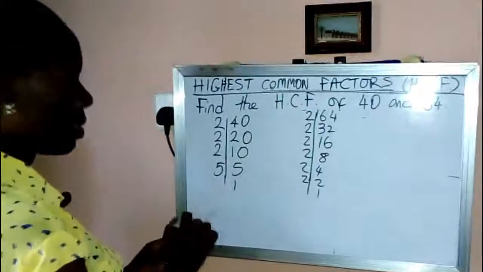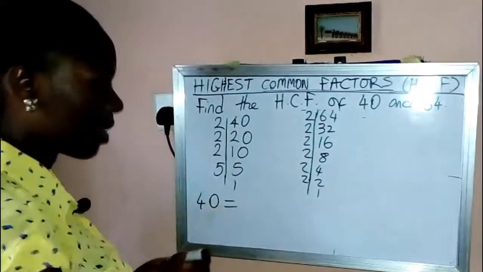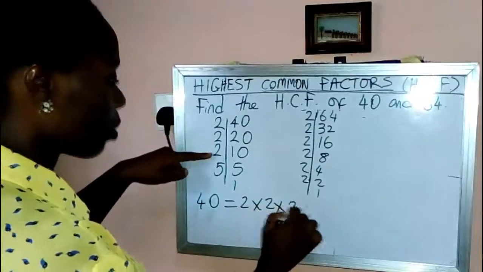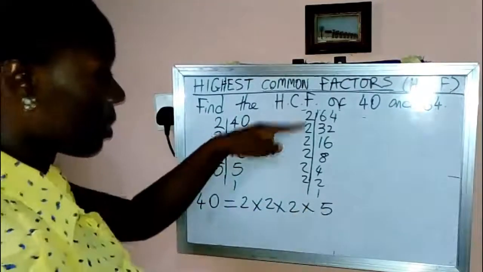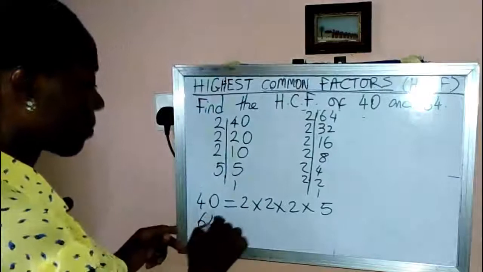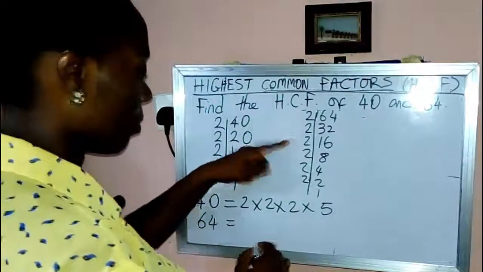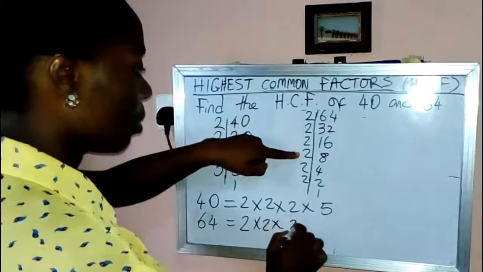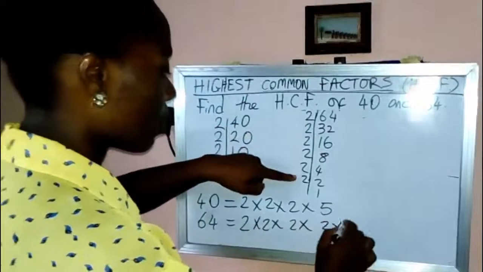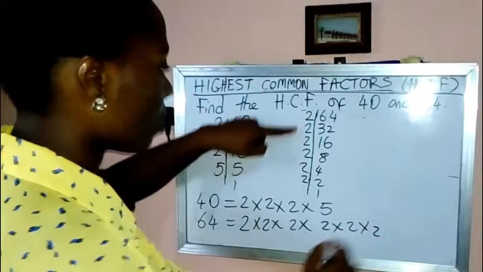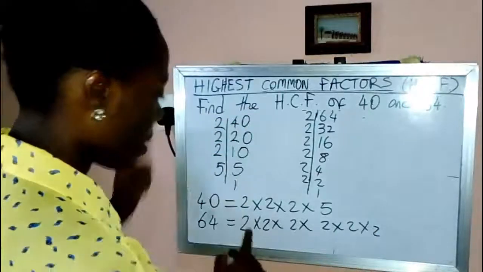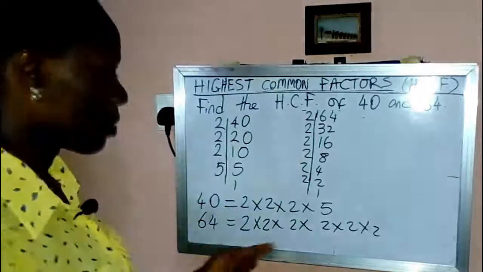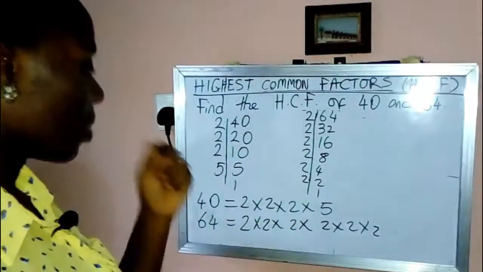Alright, so let's express 40 as a product of its prime factors. We have 2 times 2 times 2 times 5. For 64, let's see. 2 times 2 times 2 times 2 times 2 times 2. How many 2's do we have? 1, 2, 3, 4, 5, 6. Now here we have three 2's and here we have six 2's. This is multiplied by 5.